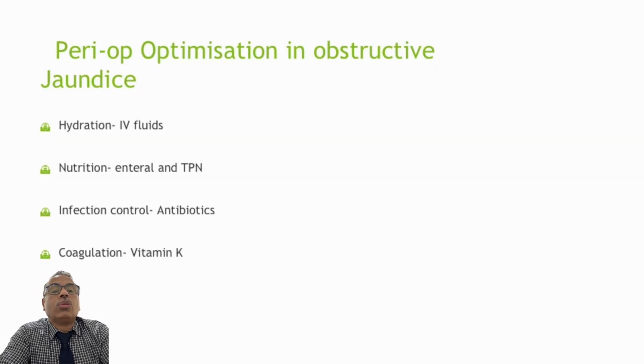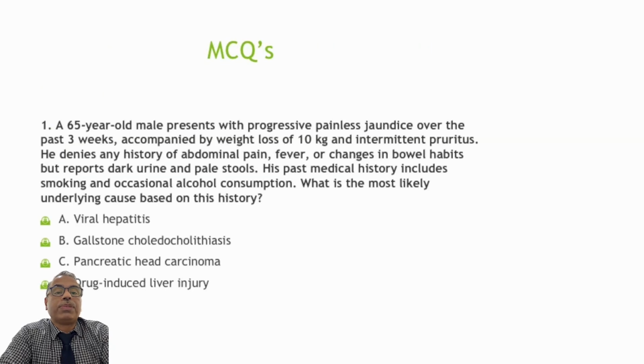Any patient who is going for perioperative surgery, you have to optimize this patient, and there are 4 things which we would take care of in a patient of obstructive jaundice who is going for any procedure, especially surgery. One is hydration, so correct hydration by giving IV fluids; nutrition, enteral and TPN; infection control, antibiotics; and coagulation by giving vitamin K and FFP.